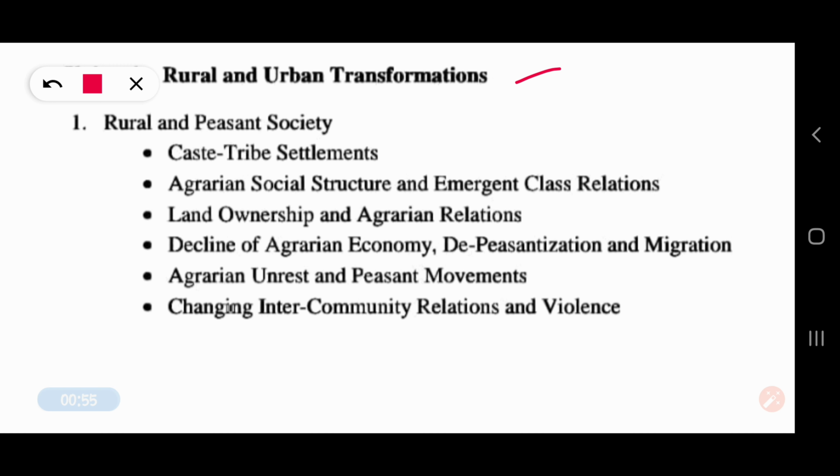Alright, so this is rural and peasant society, and in it you will have to read about caste, tribe settlements, agrarian social structure, and emergent class relations, land ownership and agrarian relations, decline of agrarian economy, depeasantization and migration, agrarian unrest and peasant movements, changing inter-community relations and violence.